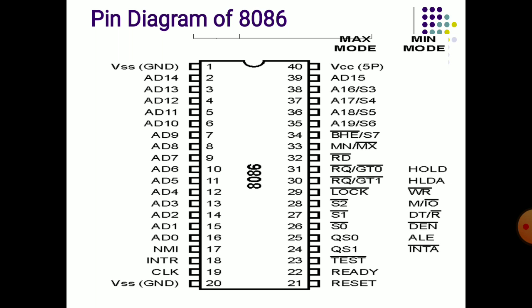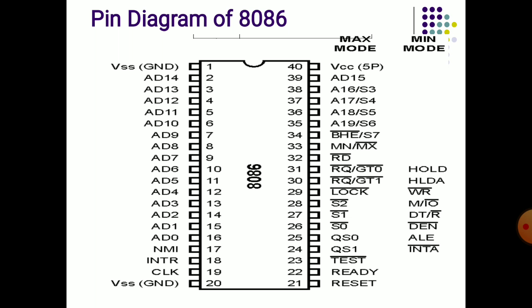Next, the LOCK signal. So here the LOCK signal is mainly used for what? It is used to lock the external bus master. So mainly it is used to lock the external bus. For example, if the bus is accessed by some other resource, it can be locked until the operation is completed. That can be done by using the LOCK signal.